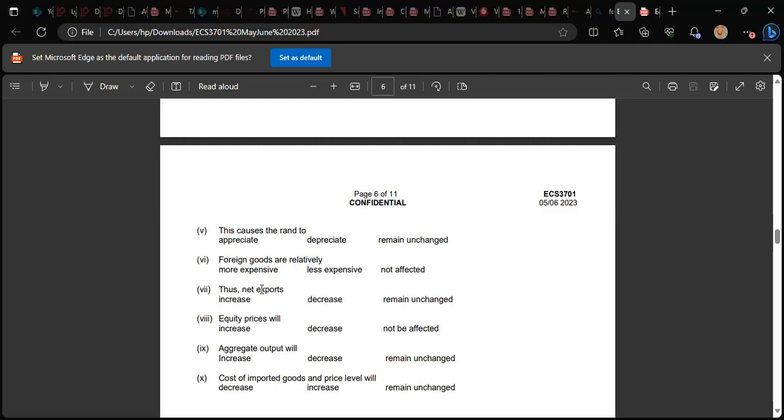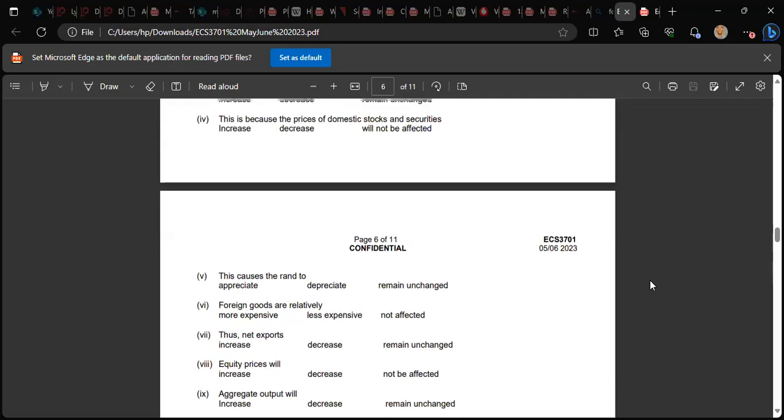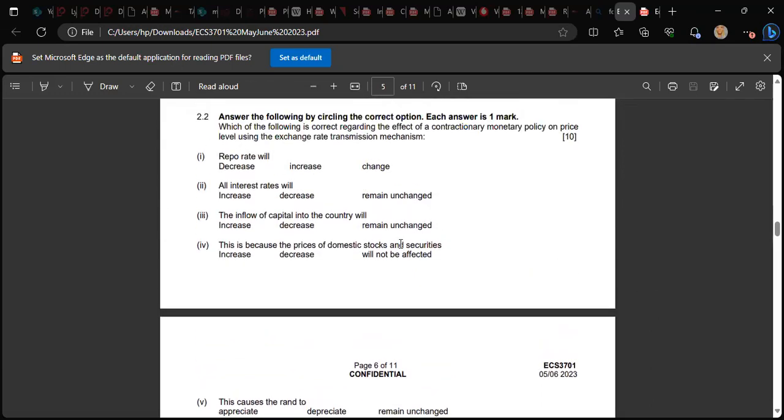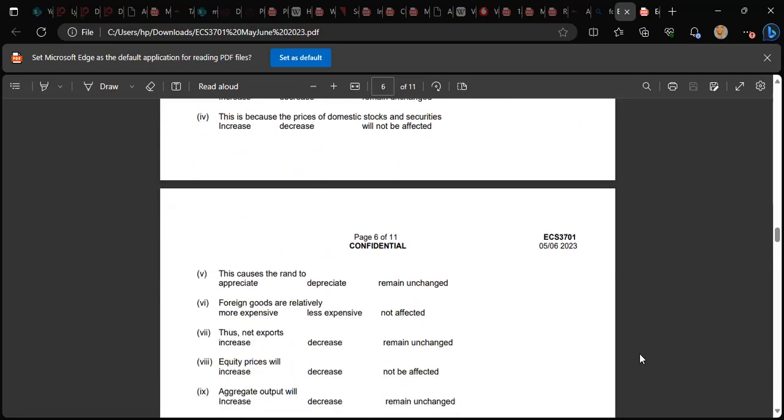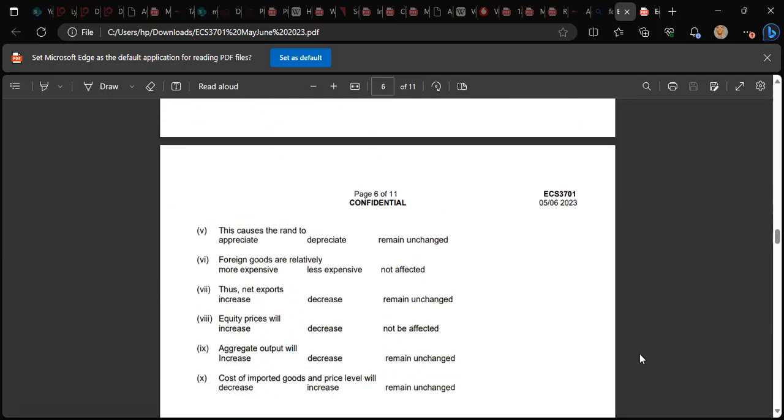So now, on the net exports, we said the net exports are going to decrease. What's going to happen now to equity prices? Equities are also just the same as these domestic stocks, so we expect these to move in the same direction.